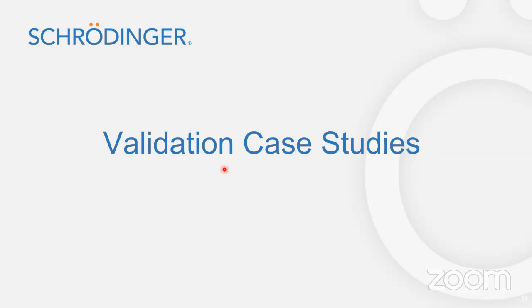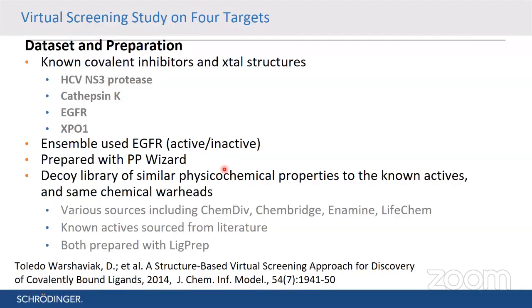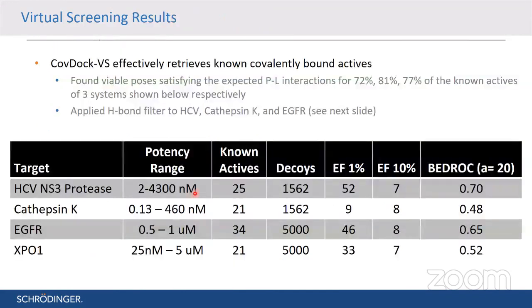So what are the validation case studies that are available? I have some interesting case studies. This was performed on 4 different receptors, and we performed covalent docking to predict the RMSD of the binders, and we used decoy sets, and a similar kind of reactive warhead was used. When it was done, you could notice this is the potency range, and these are the known actives, and the number of decoys used. So the enrichment factor and BEDROC score, you can see, are relatively better than your normal docking.